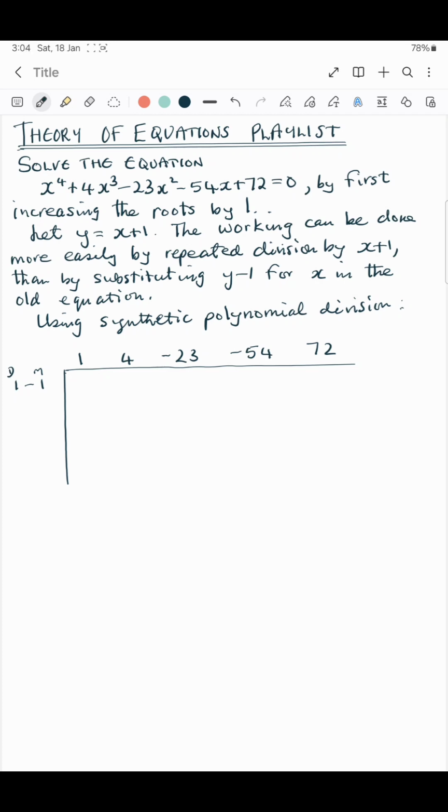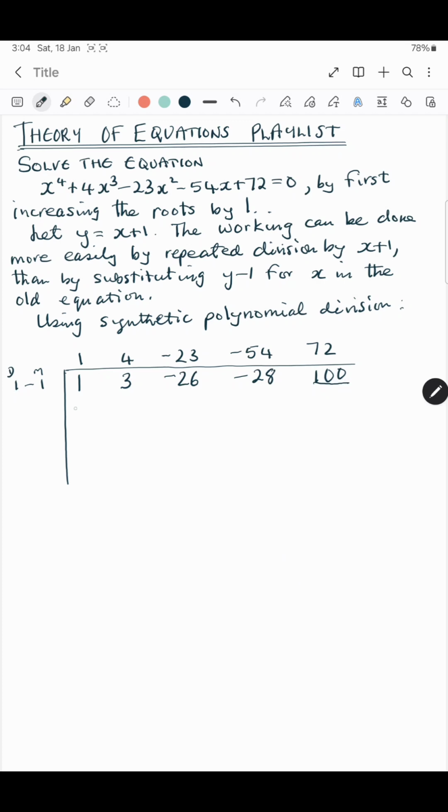Okay, so 1 into 1 goes once. Now we use the multiplier. Minus 1 times 1 is minus 1, added on to 4 is 3. Minus 1 times 3 is minus 3, added on to minus 23 is minus 26. Minus 1 times minus 26 is plus 26, added on to minus 54 is minus 28. And minus 1 times minus 28 is plus 28, added on to 72 is 100.